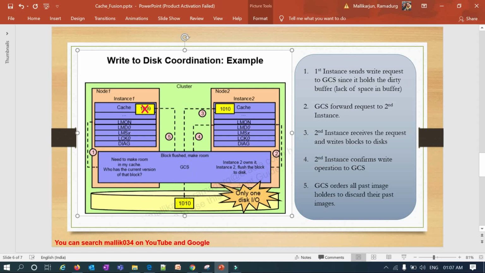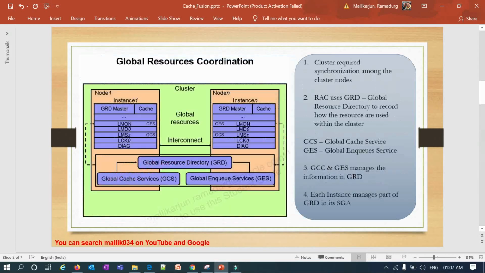It sends that confirmation back to the GCS, and GCS sends a message to all the past image holders to discard their past images, because the latest block is already updated in the data files on disk. You can discard your past images, and instance 1 will discard that 1009. That is how disk write coordination happens with the help of GCS, GRD and enqueues. And that's it about cache fusion and how it works.